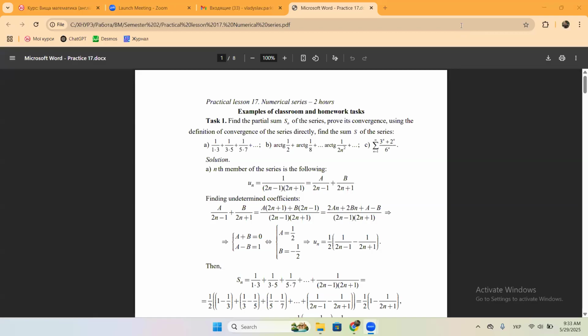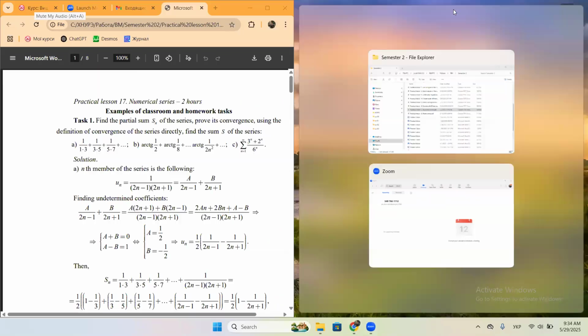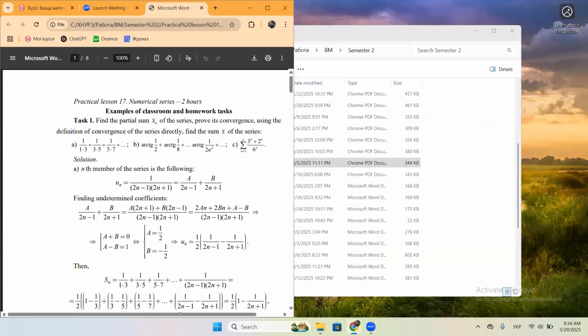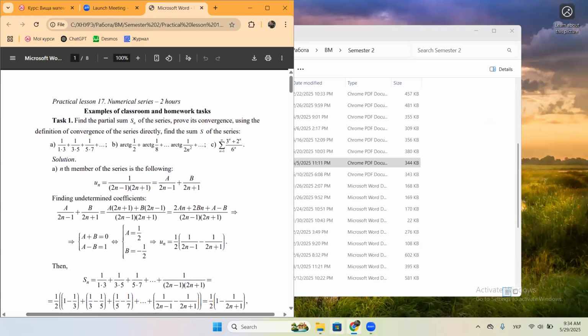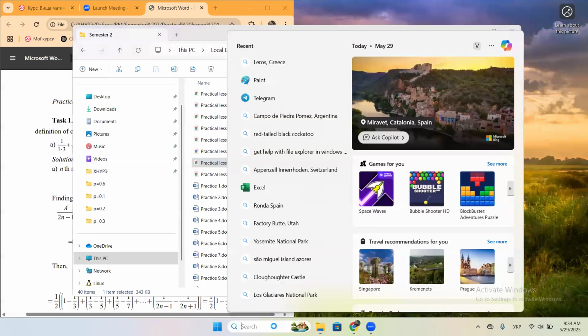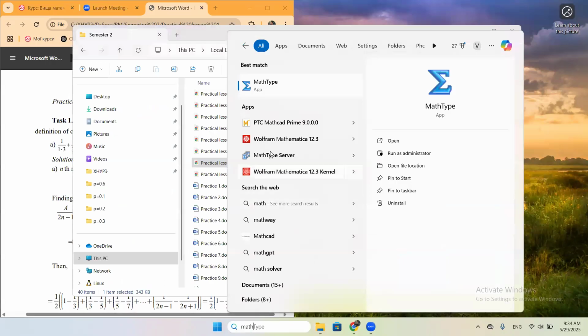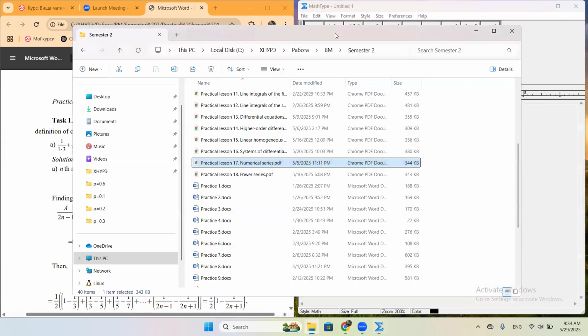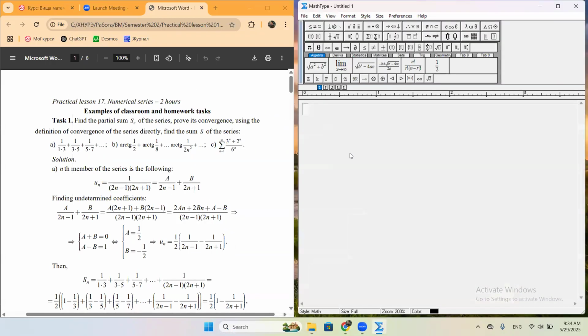Today we are having the 17th practical lesson about numerical series. The rest of the practical lessons are about different kinds of series, and today we will start with numerical series and investigate series for convergency. And first of all, we will calculate the sum of the series.